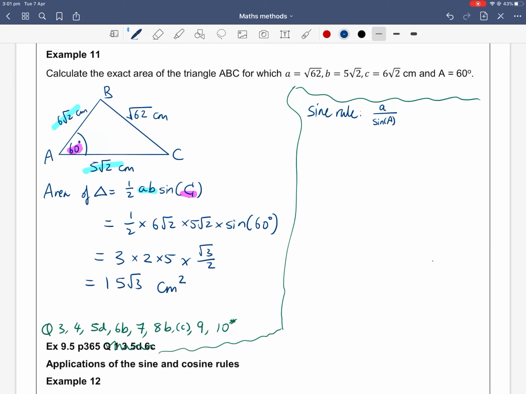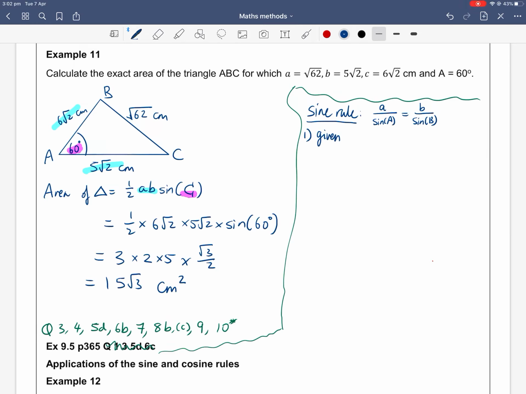which is the default formula: a on sine A equals b on sine B. So the ratio of the side length and the sine of the corresponding angle is the same for all three sides and angles in a triangle. The corresponding angle is the angle which is opposite the side. So when do we use the sine rule?